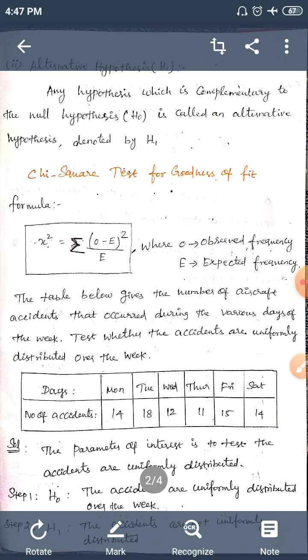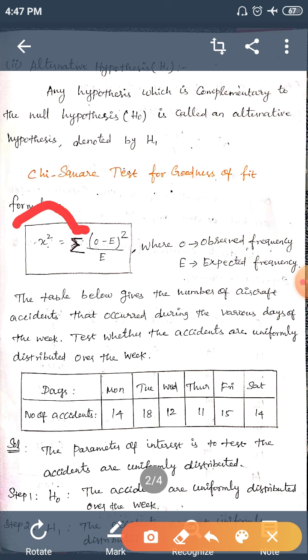Before going to the problem, we can first write down the formula. What is the formula here? Chi square equals summation of (O minus E) whole square divided by E. Here O is the observed frequency and E is the expected frequency.